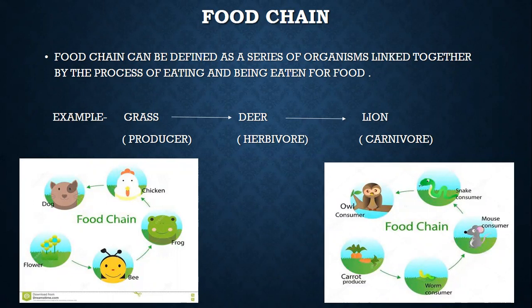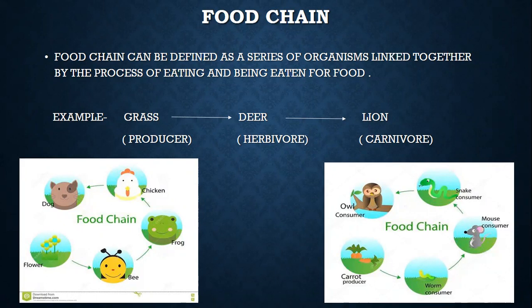Like earlier, I told you about the eating habits of plants and animals. I told you about herbivores, which eat plants and plant products, which in turn are eaten by carnivores. So directly or indirectly, all animals depend on plants. And this feeding relationship is called a food chain.